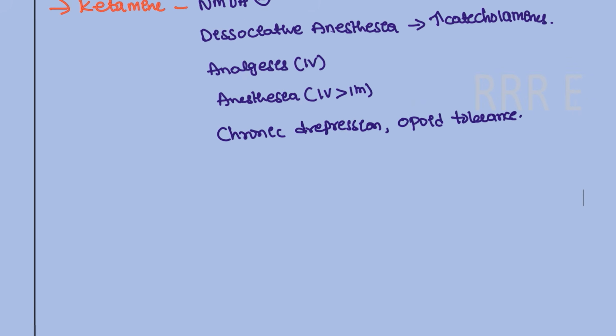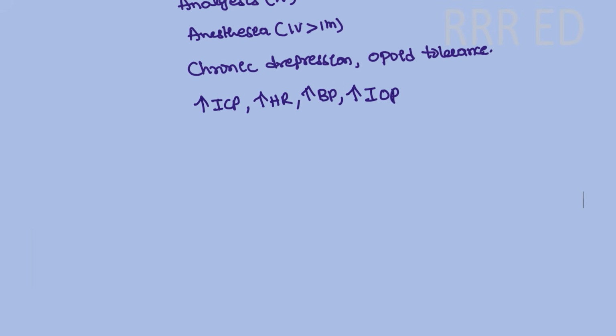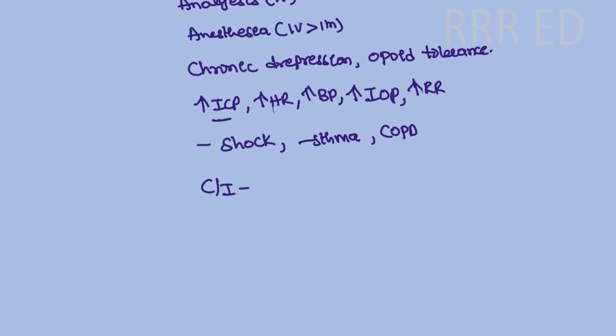This will increase everything: intracranial pressure, heart rate, BP, IOP, all of these will be increased in these patients. And what are the uses? It can be used for shock patients. And since RR is also increased, I can use this in asthma patients, and also COPD patients, but it is contraindicated where ICP is increased.